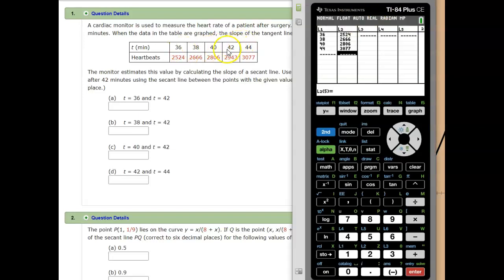So they're doing numbers that are below 36 to the left of 42, and they're doing numbers to the right of 42. Well, one number to the right of 42. So this might give me a pretty good estimate as to what that slope should be. So now I want to calculate the actual slope between these points. So I'm going to go back to my paper.